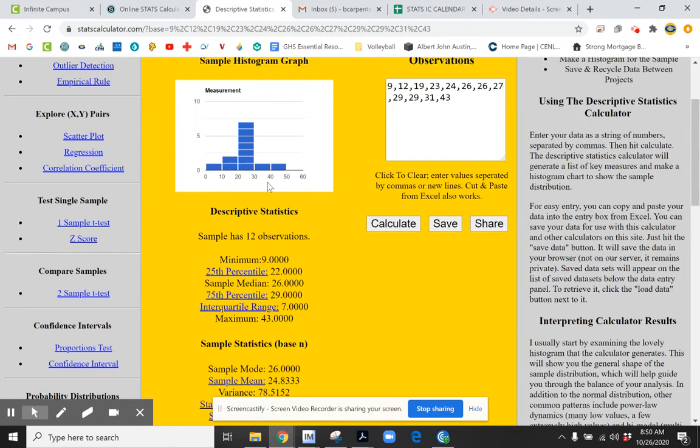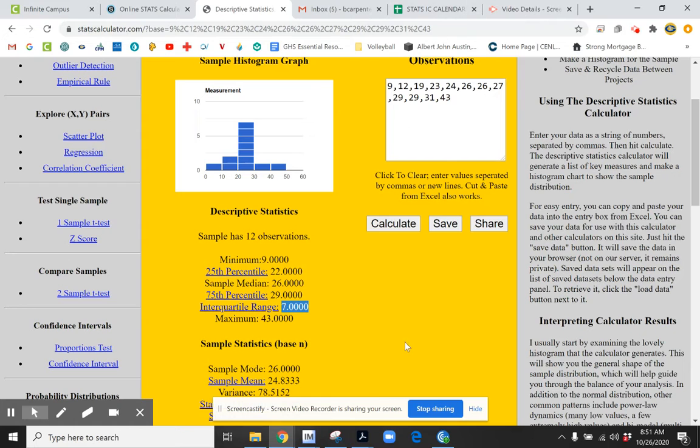Okay, so I'm going to write down these statistics on the note page. I got quartile 1 is 22. It told me that quartile 3 is 29, making the IQR equal to quartile 3 minus quartile 1, right? So 29 minus 22 gives us our interquartile range of 7.